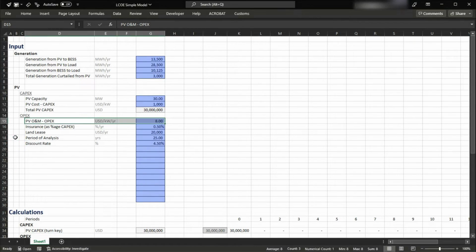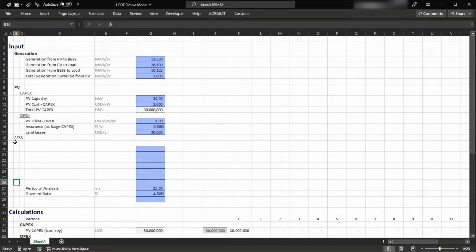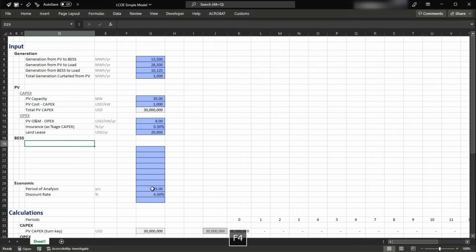Next, I'm going to add now the BESS system, okay? And I'm already going to copy this down here, okay? And I'm going to call this the economic inputs. Let me set it as heading number 2 here, okay? I don't think I'm going to need this. Okay, so what do we have in the BESS system?